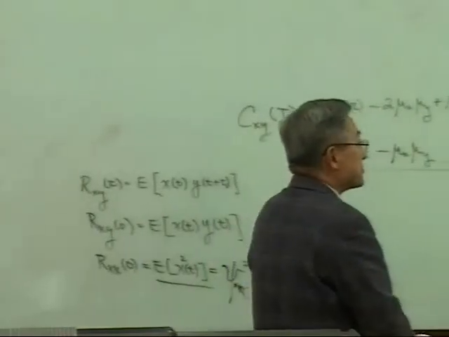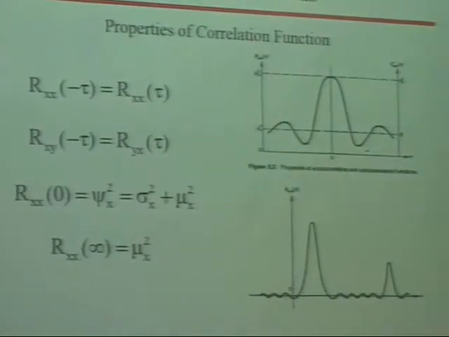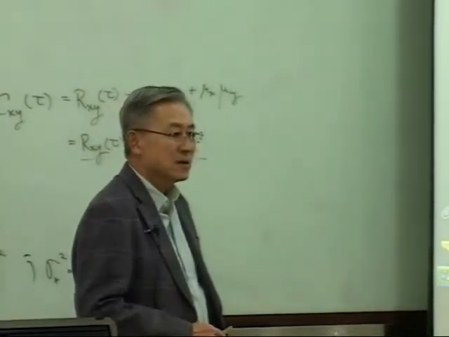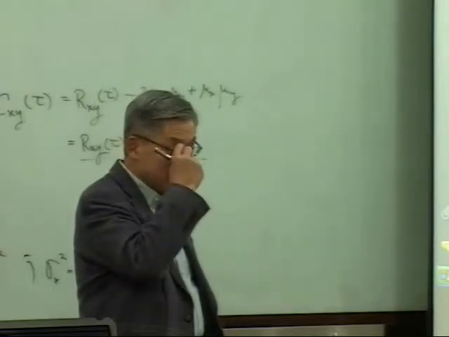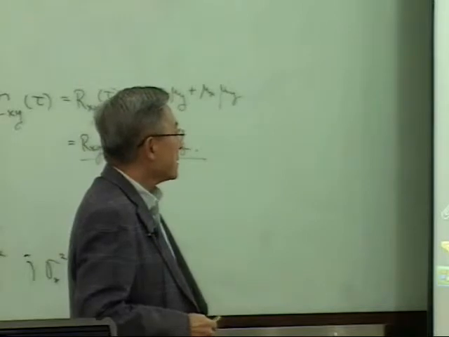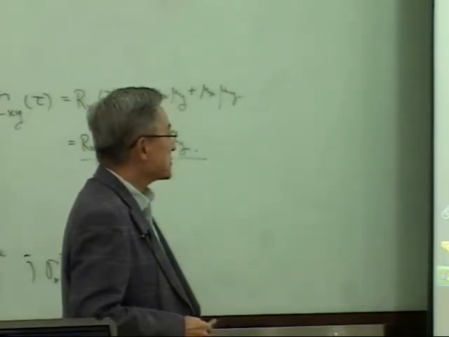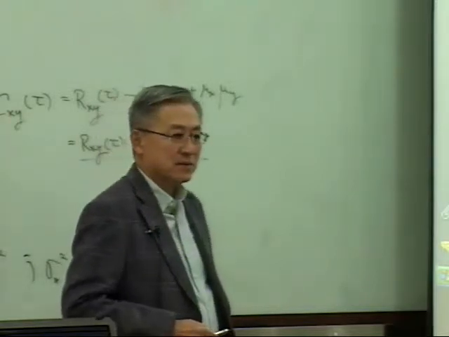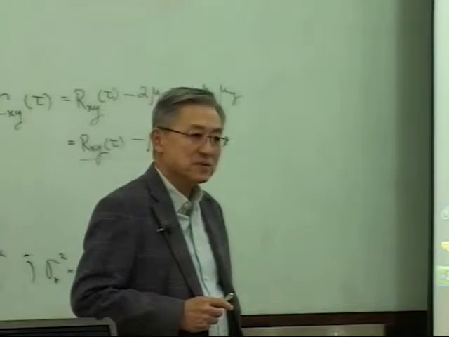So first property. This is an autocorrelation function: Rxx(minus tau) is equal to Rxx(tau). Such a function Rxx, what do you call, even function or odd function? Which is even function naturally, right? So Rxx is even function. And Rxy cross correlation function, Rxy(minus tau) is Ryx(tau). It's nothing to do with even functions or other functions.